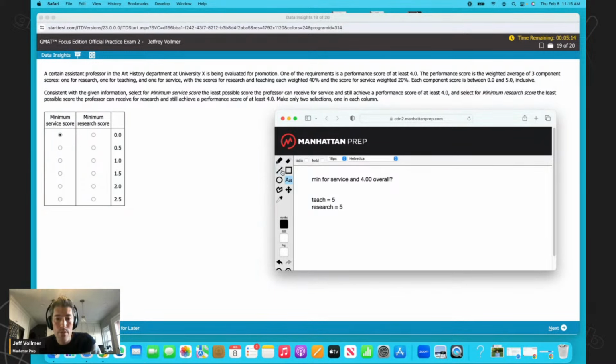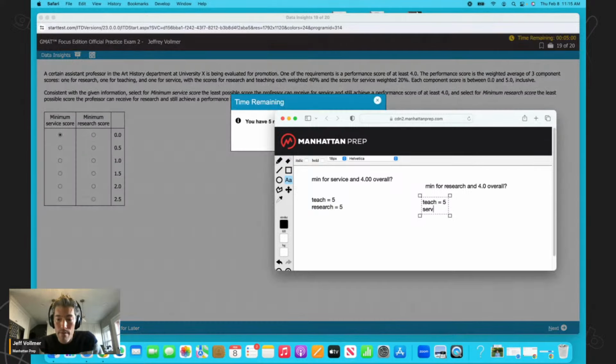So the minimum research score, we do the same thing: min for research and 4.0 overall. Imagine the teaching is a 5. Imagine the service is a 5.